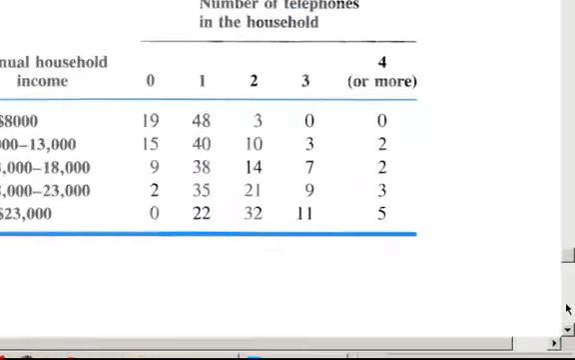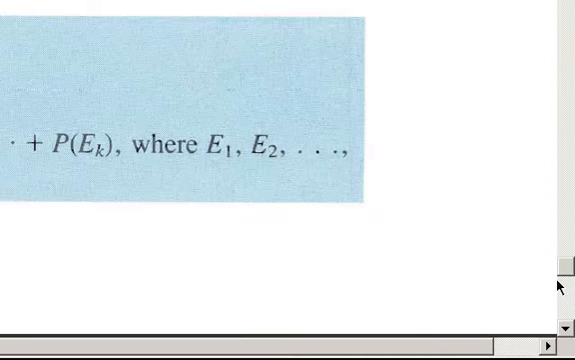Okay, the next section is basic theorems of probability.